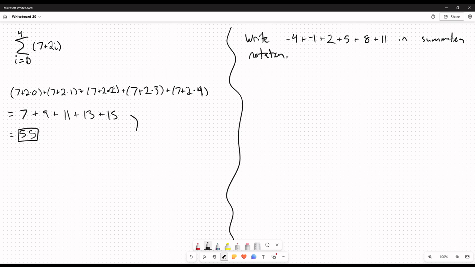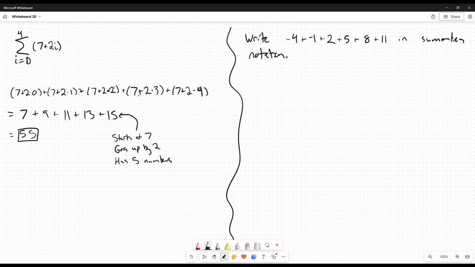But I want to look more carefully at this sequence of numbers that we have there. A sequence is just a list of numbers. So let's look at this. What I notice is this starts at 7. It goes up by 2. That has 5 numbers. Let's see where we can find those things in our summation notation.